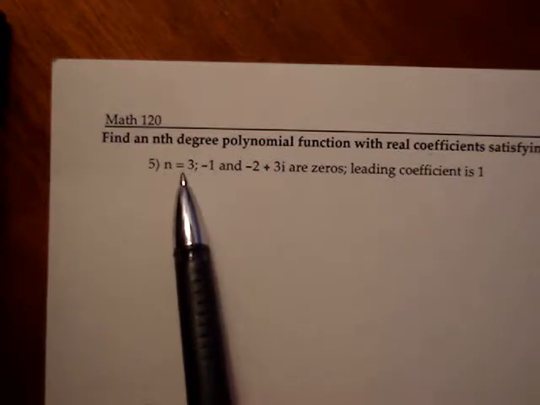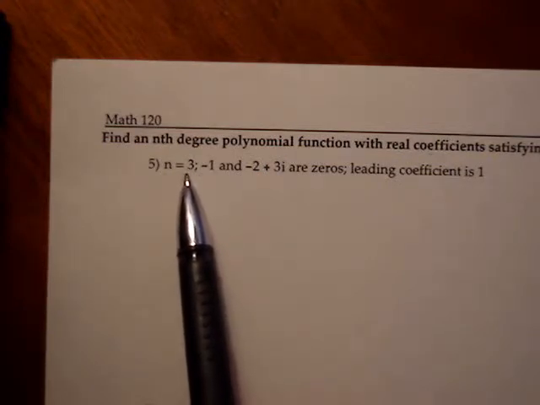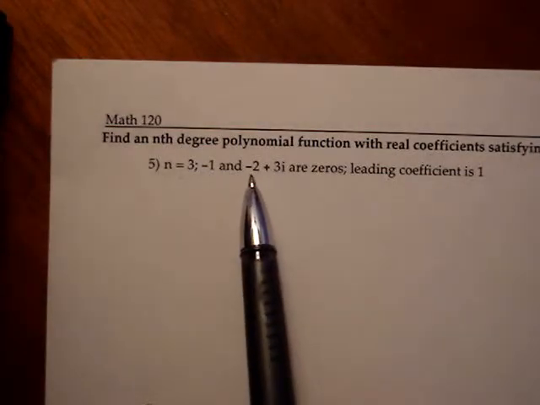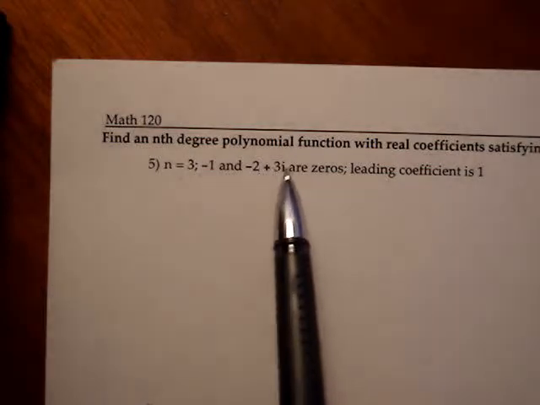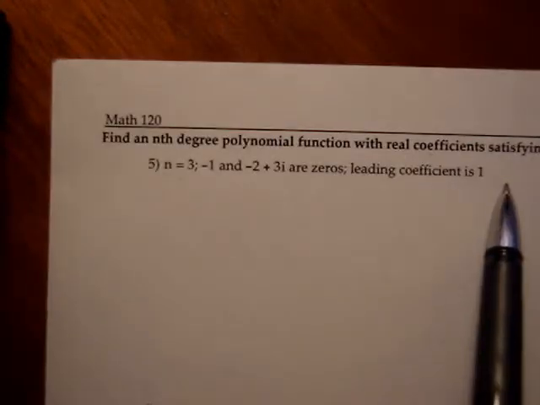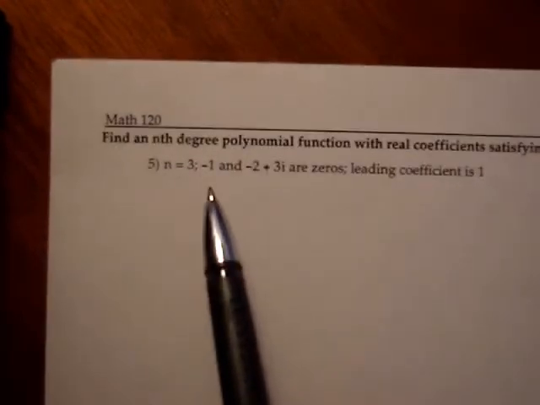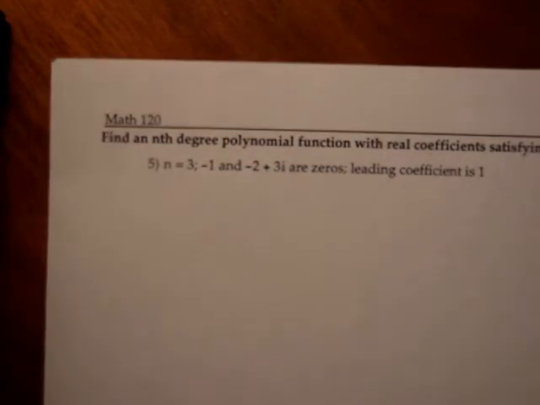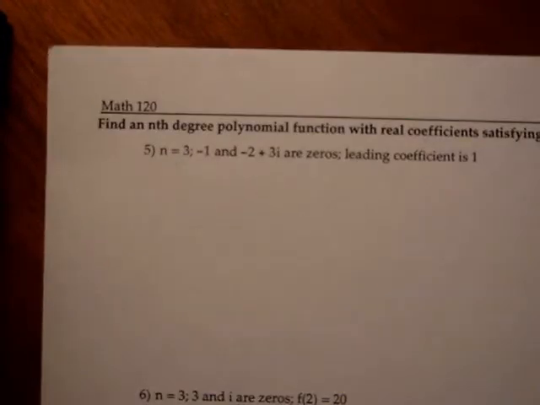That means I need 3 factors, or 3 zeros. They tell me negative 1 is a 0. This complex number of negative 2 plus 3i is a 0. And then they tell me the leading coefficient is 1. Wait a minute, I need 3 zeros and they only gave me 2. Well, this brings us to the next thing you have to know. Anytime a complex number is a 0 of a polynomial, so is its conjugate. Every time. They always come in pairs.